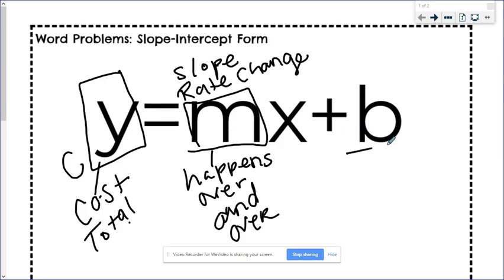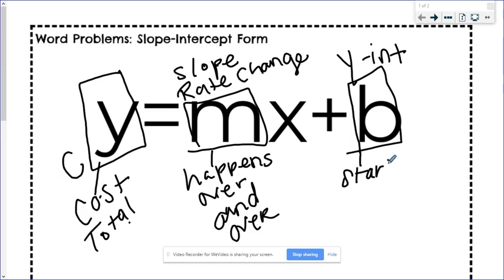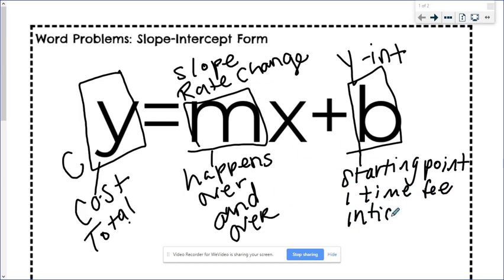Last thing is your B. We know when we graph this is our y-intercept. Also think about the fact that when we're graphing slope-intercept form, this is where we start. So this value is going to be your starting point. Sometimes it is going to be called your one-time fee. So you're only going to do this one time. Sometimes you might see the word initial fee.